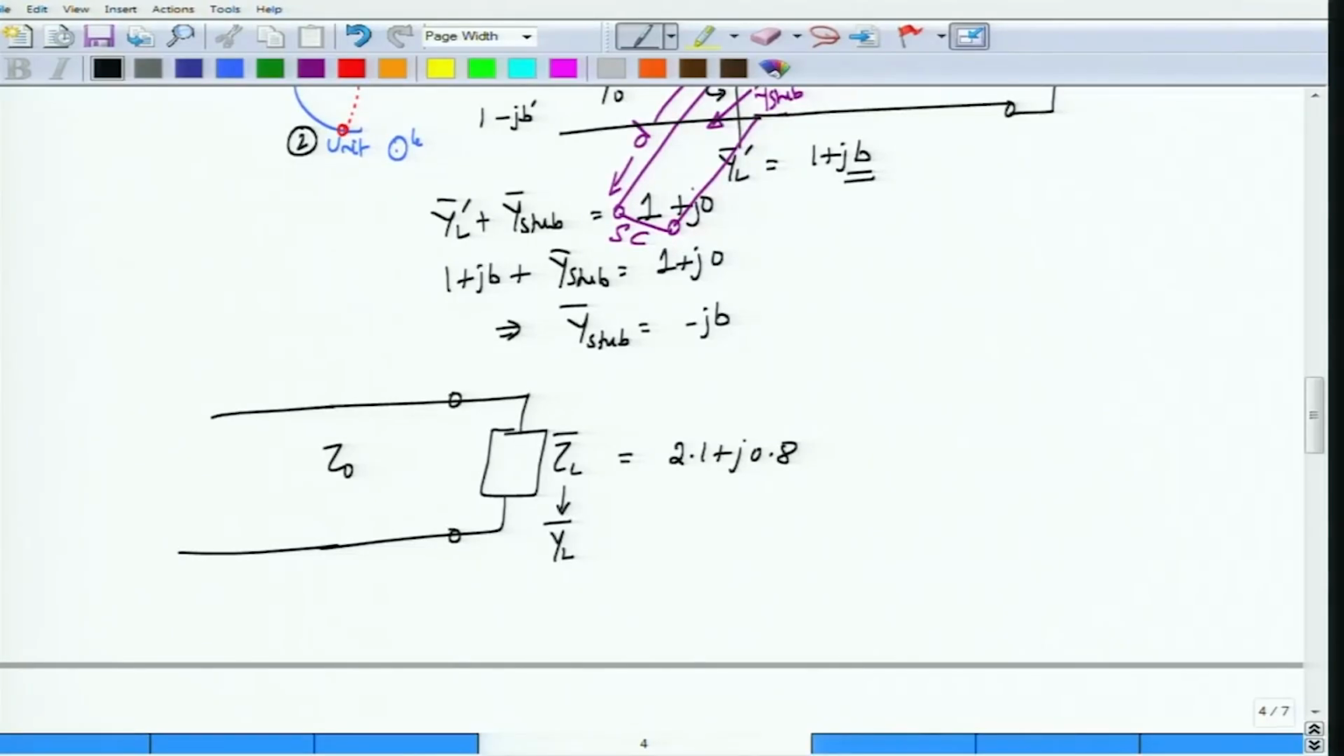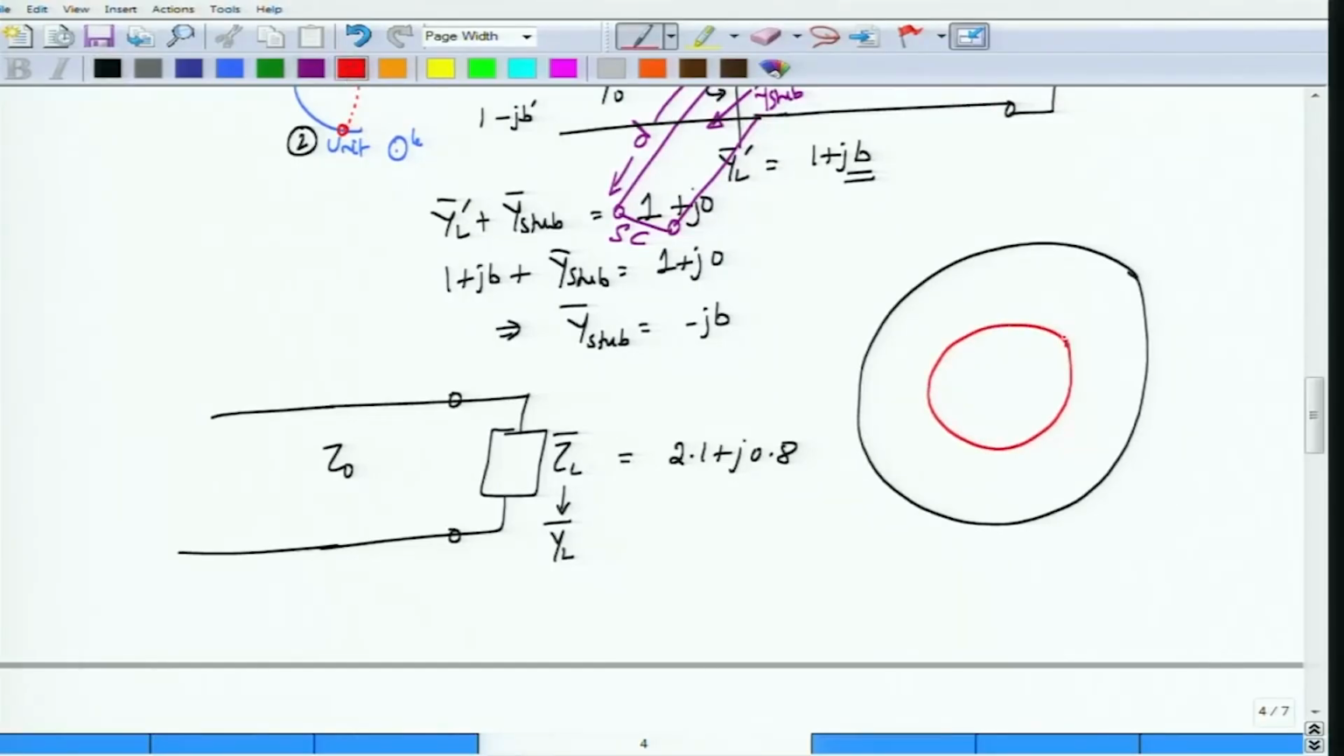Mathematically you can do that, but on a Smith chart it becomes easier. So let's go ahead and construct our Smith chart. This particular circle is my constant SWR circle, the SWR circle with the load having a value of 2.1 plus j0.8, and that should occur somewhere over here, right? So this is where the 2 circle happens, and then this is 0.8. This is my load ZL bar.